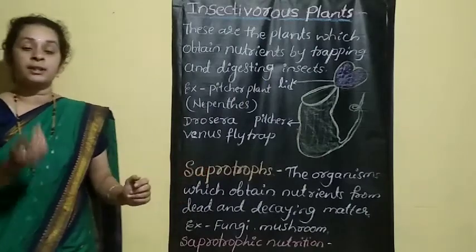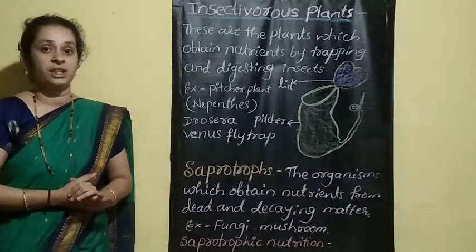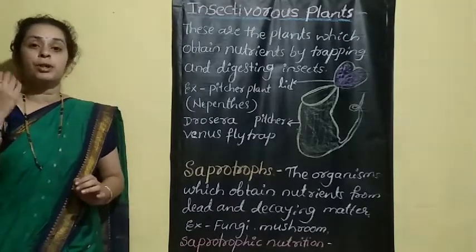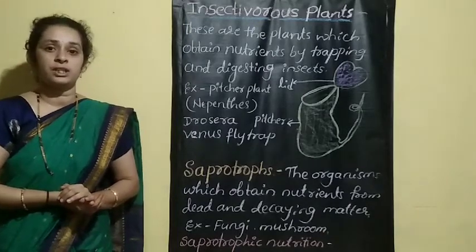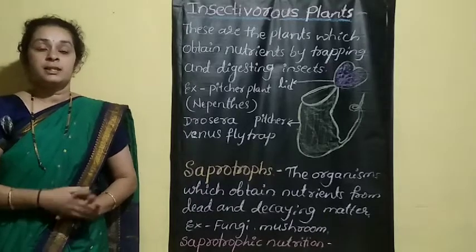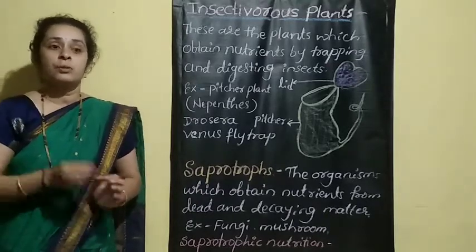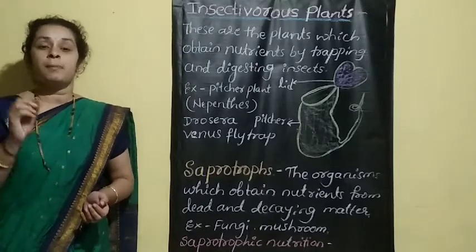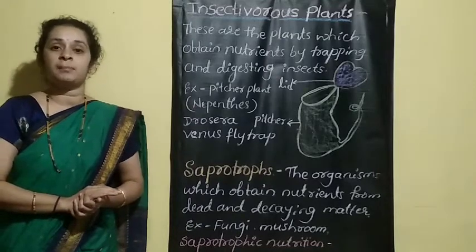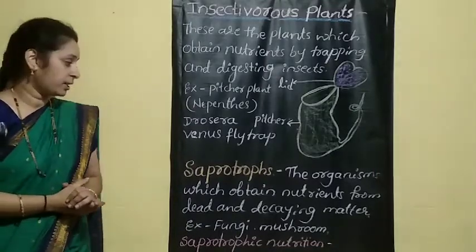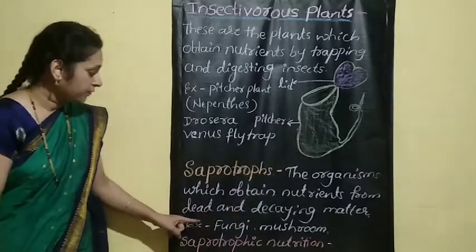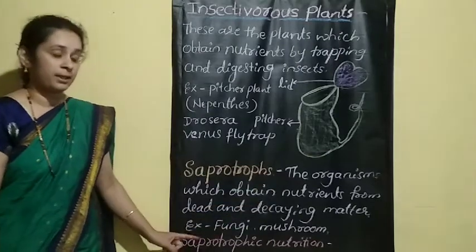Next, we have to go for another type of heterotrophic mode of nutrition, that is saprotrophic nutrition. Before discussing saprotrophic nutrition, we have to discuss what saprotrophs are. Saprotrophs are the organisms which obtain nutrients from dead and decaying matter. They feed on dead and decaying matter and obtain nutrients.